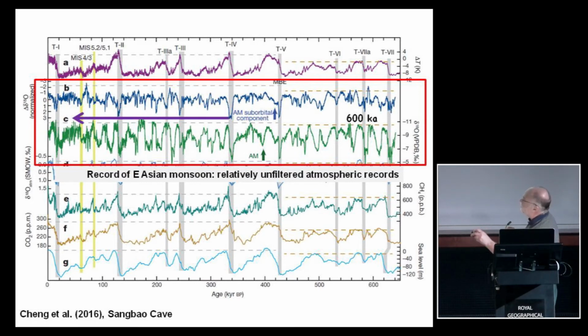So in the lower parts, we've got records from ice cores, which are not so well dated, but by correlating the fluctuations, we can date when these things occur using the speleothems as our primary record.